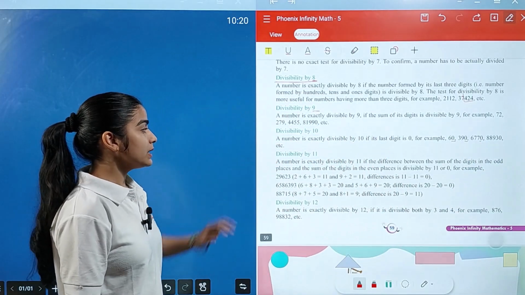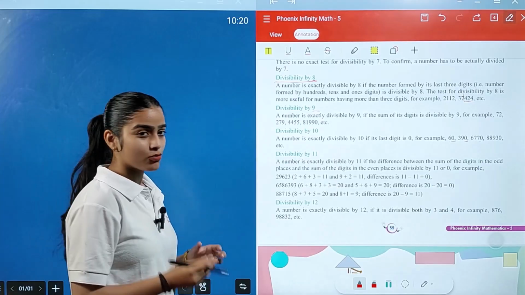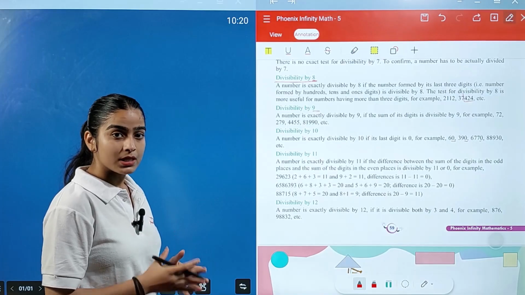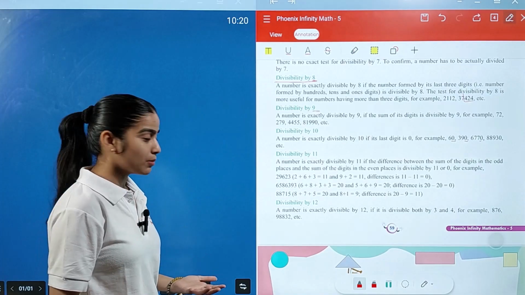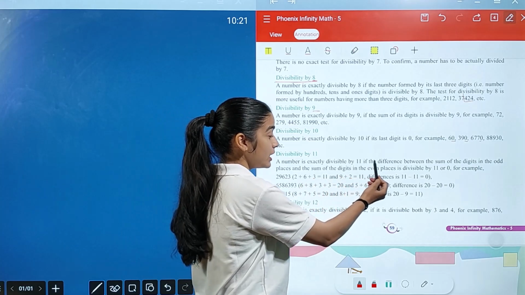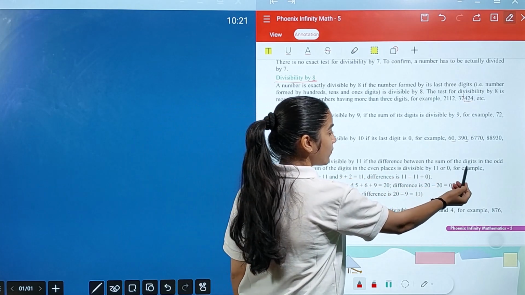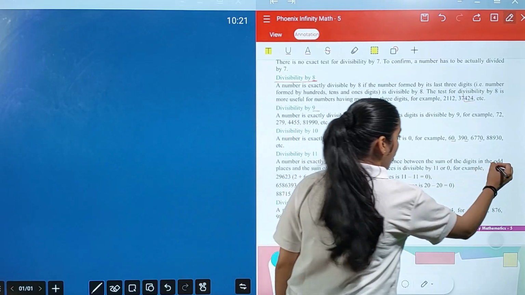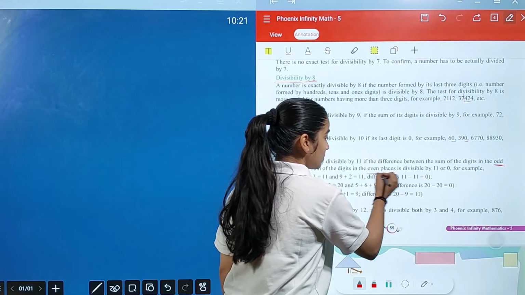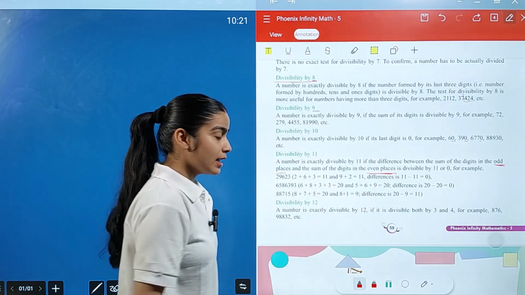Now the divisibility test by 11. In this case, you have to keep in mind that first you have to divide the digits into even place values and odd place values. A number is exactly divisible by 11 if the difference between the sum of the digits in the odd places and the sum of the digits in the even places is divisible by 11 or 0.